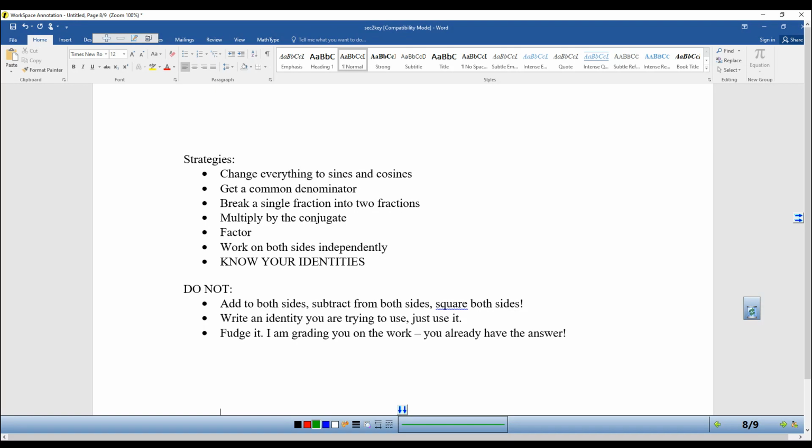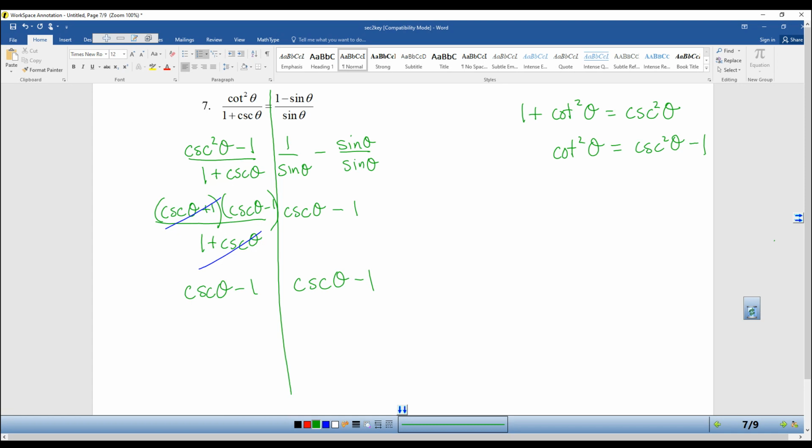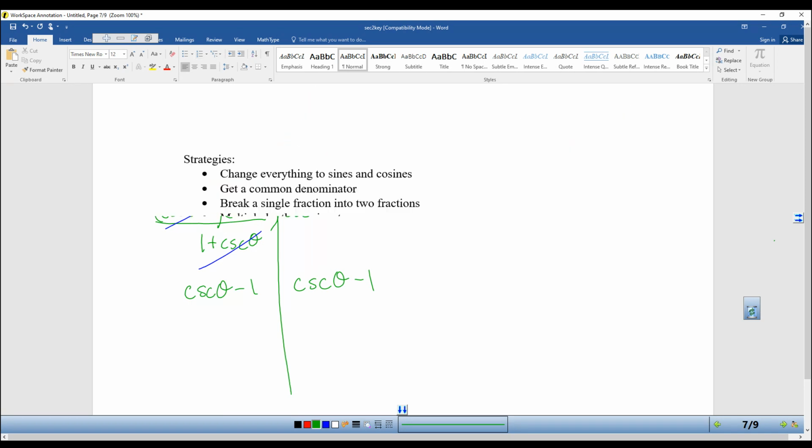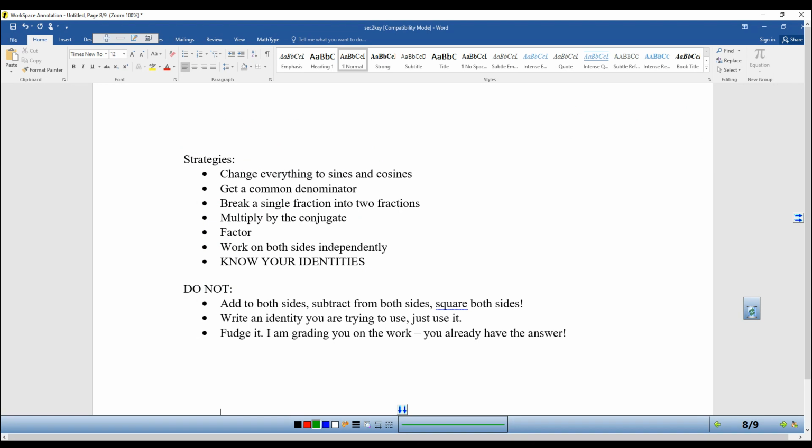Little warning, do not add to both sides, subtract from both sides, square both sides. Don't do anything to both sides. When you are trying to use an identity, just use it. I don't want any equal signs in the middle of the problem. And finally, like I said before, do not fudge it. I'm actually grading the work, not just the answer. You have the answer. It's a verification. So I'm giving you the answer in advance and you're showing me that it is the answer. So obviously I need you to actually do them out.